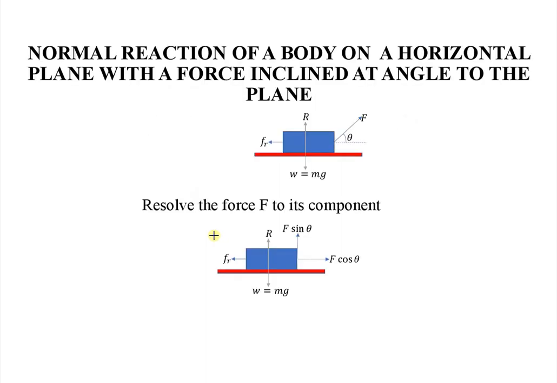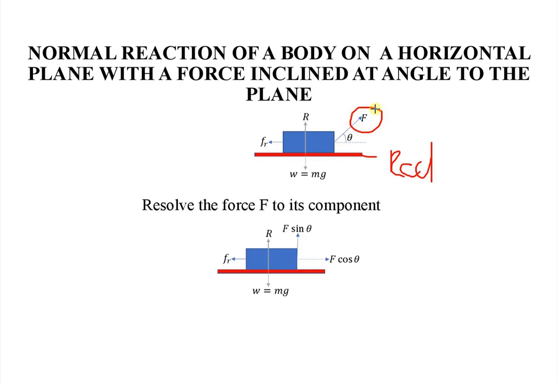Now let's look at the normal reaction of a body on a horizontal plane with a force inclined at an angle to the plane. In all the questions we have looked at, the force moving the body is not inclined; it's parallel to the plane. In this case, this is the plane. The plane is red.